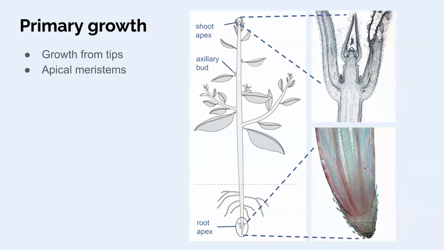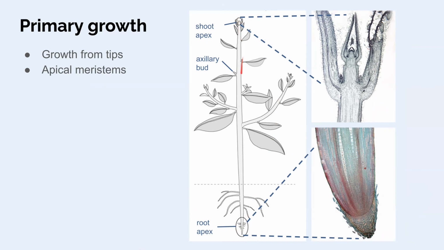Okay, so back to primary growth. Primary growth, as we saw before, is growth from the tips of these plants. Just to remind you that we have two major tips, the shoot tip and the root tip. So when we talk about apex in plants, we're not always talking about the top tip, but we could be talking about the bottom tip. So the root apex at the tip of the root and the shoot apex at the tip of the shoot.